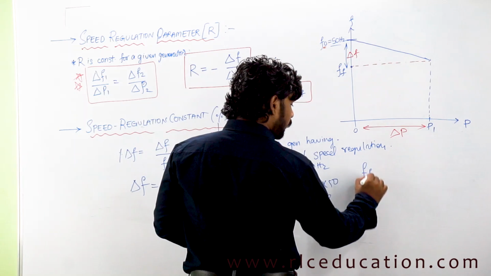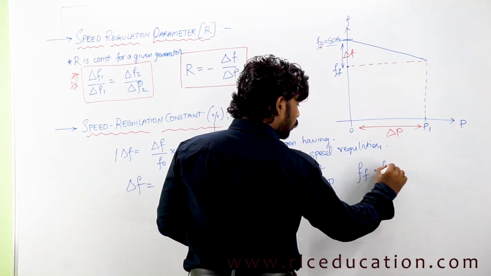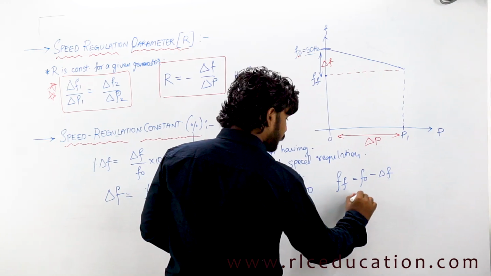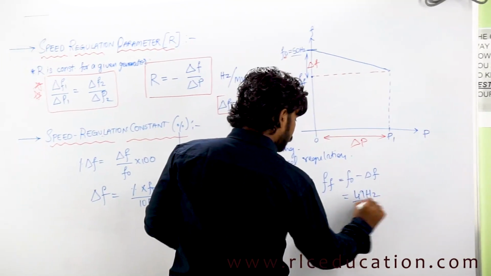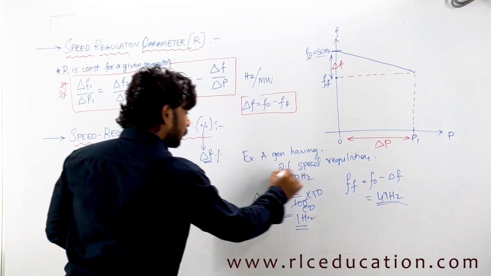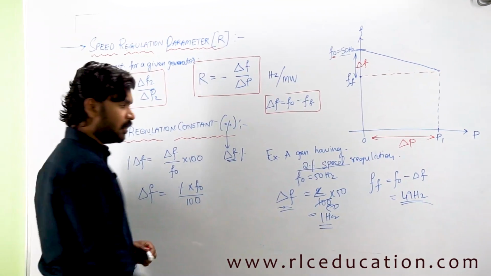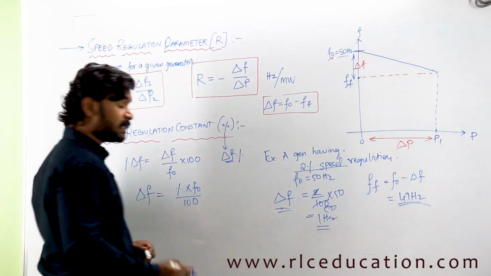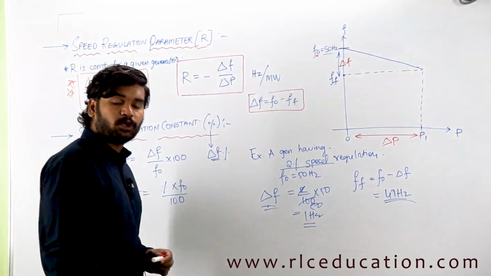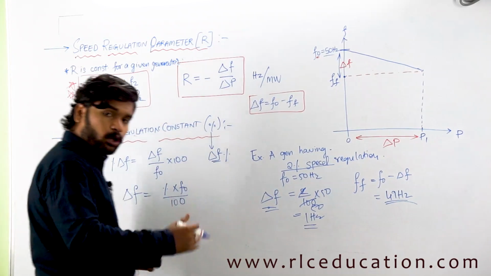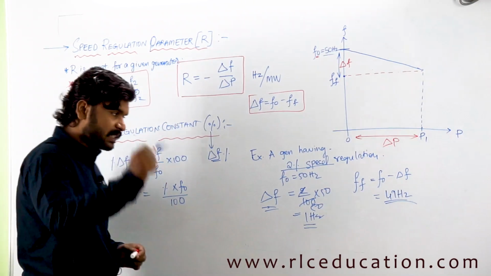That means the frequency under full load condition will be the no load frequency minus the change in frequency, which is equal to 49 Hertz. So that is what 2% regulation means. Whenever you find 2% speed regulation, it indicates how much the frequency is going to vary with respect to no load frequency, from no load to full load. Next we will see one question.